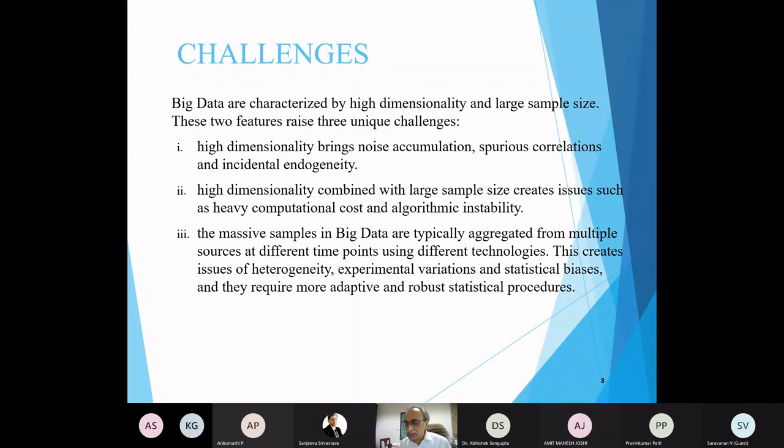Then the correlations between the various variables tend to be spurious. The correlation actually may not exist, but an artificial correlation is brought out. And then there is incidental endogeneity. I'll explain the term incidental endogeneity.